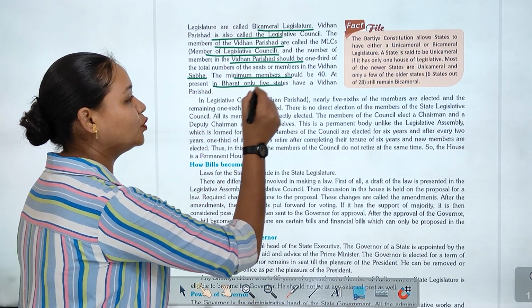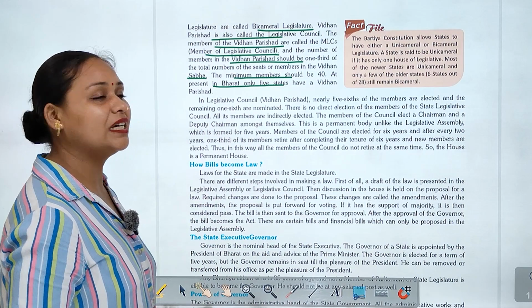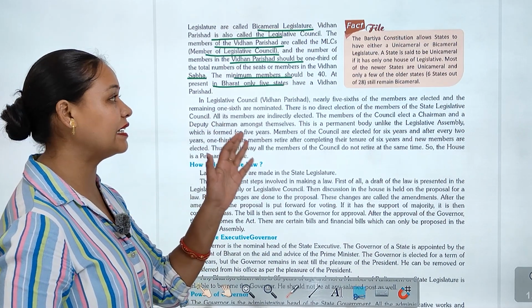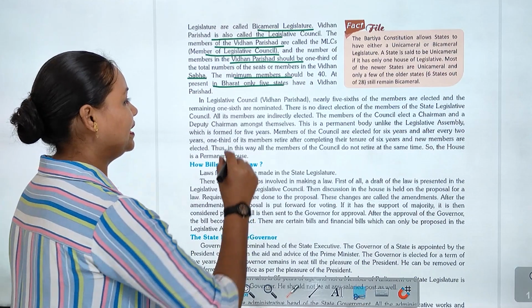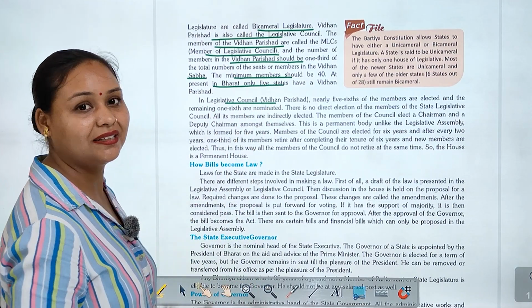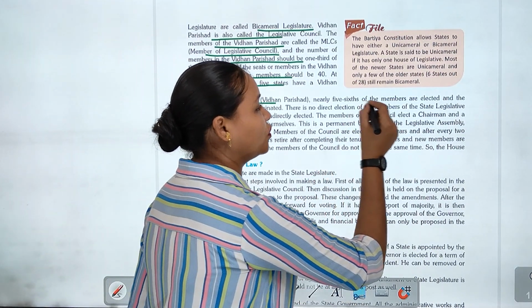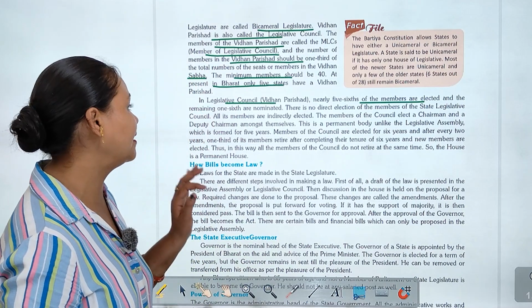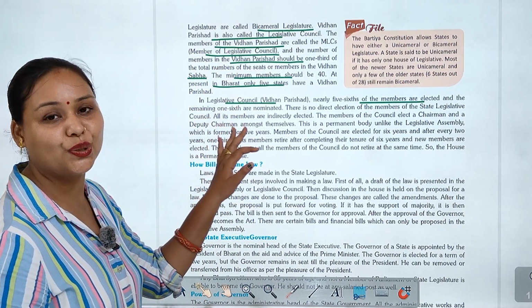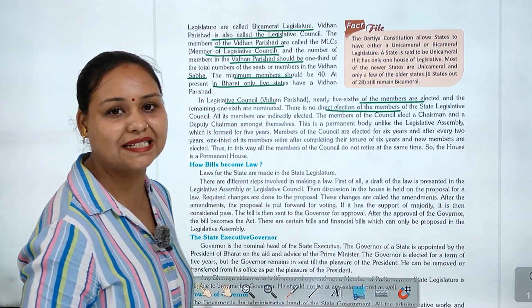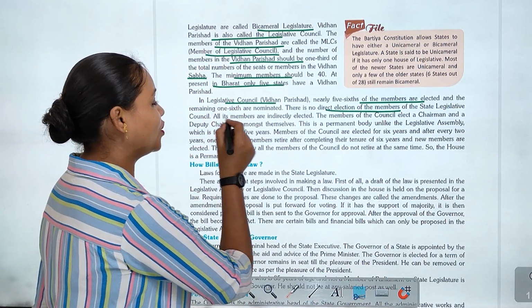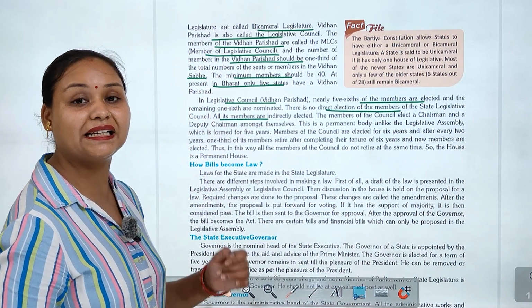At present in भारत only 5 states have विधान परिषद. In the legislative council, विधान परिषद, nearly 5/6 of the members are elected and the remaining 1/6 are nominated. There is no direct election of the members of the state legislative council. All its members are indirectly elected.